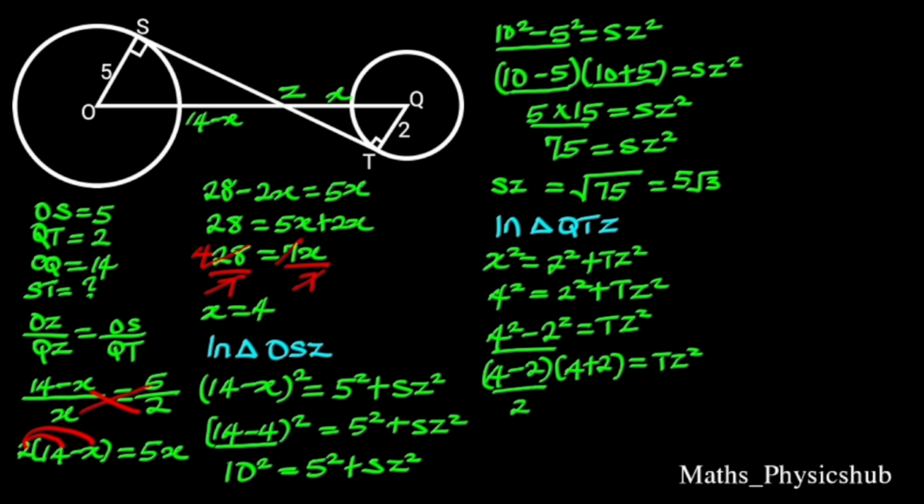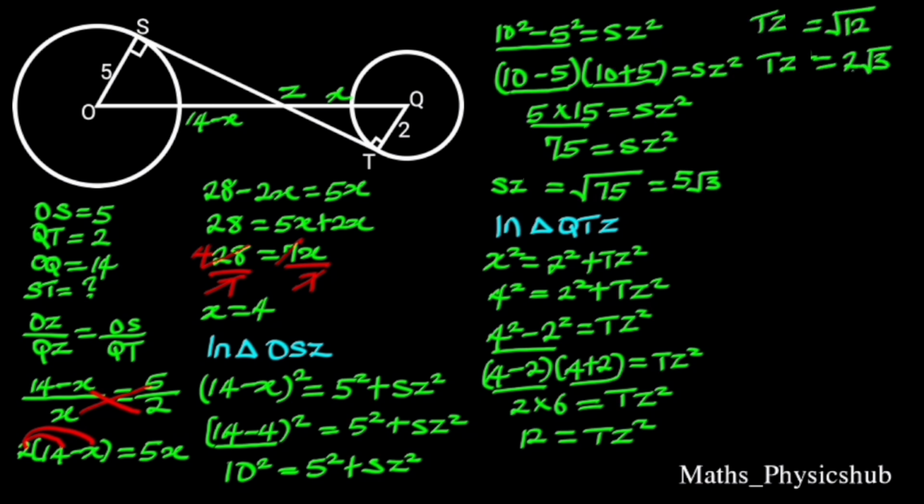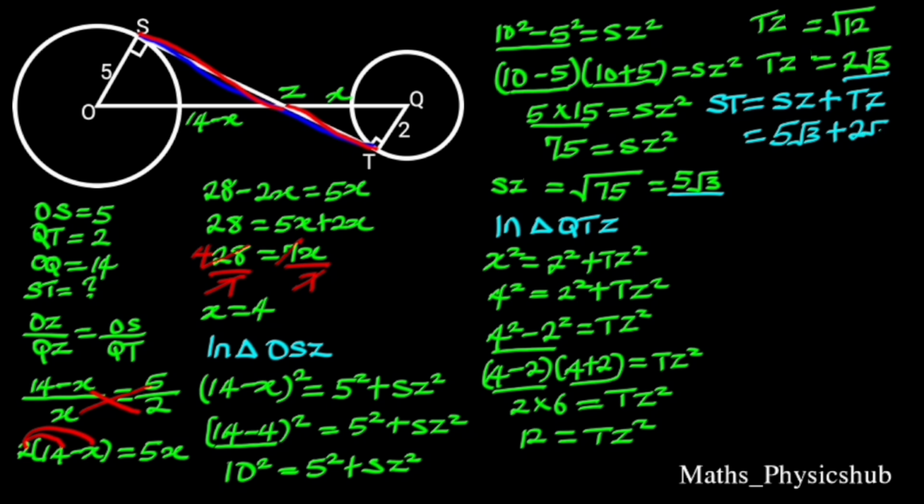4 minus 2 is 2, and 4 plus 2 is 6. So 2 times 6 equals TZ square. 2 times 6 is 12, and 12 equals TZ square. Taking the square root of both sides will give us TZ equals square root of 12 which is 2 root 3. From the diagram, ST equals SZ plus TZ. Since SZ equals 5 root 3, and TZ equals 2 root 3, hence ST equals 7 root 3.